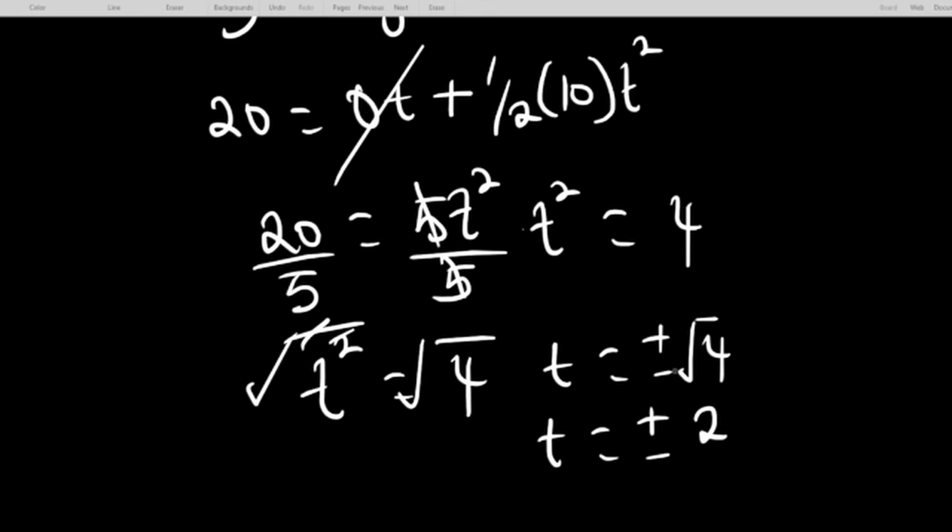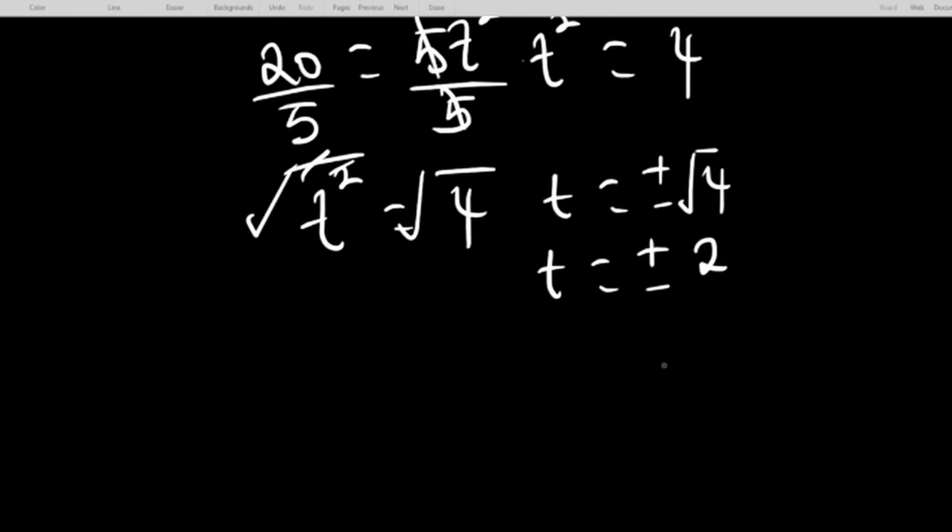Okay? So the square root of 4 is 2. So we take the positive time because time can never be negative. So t is equal to 2 seconds. So this is actually from the maximum height.